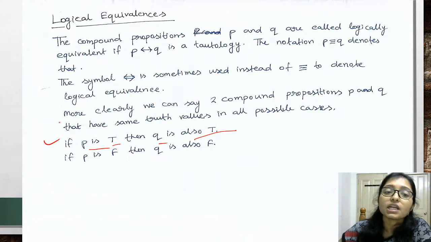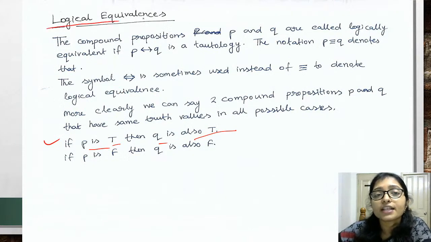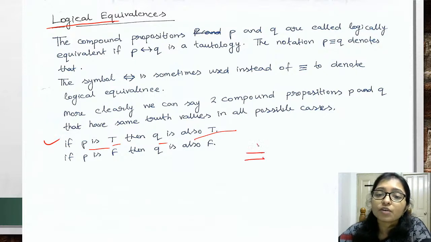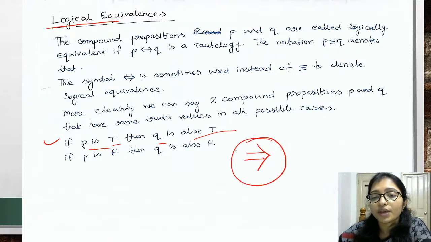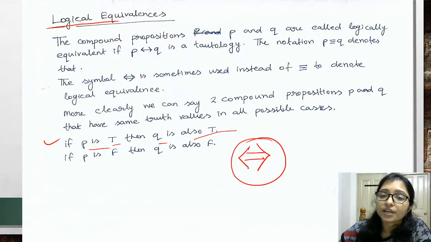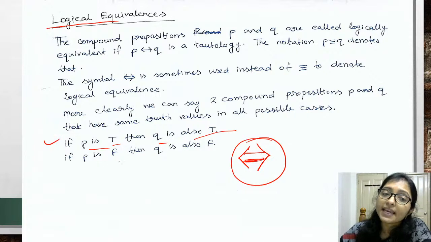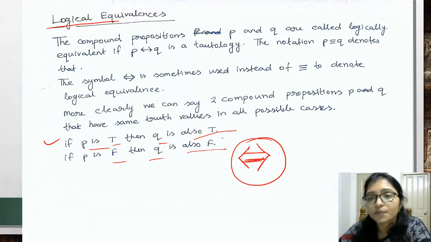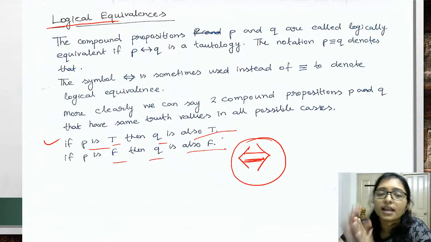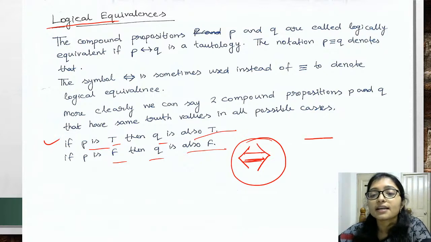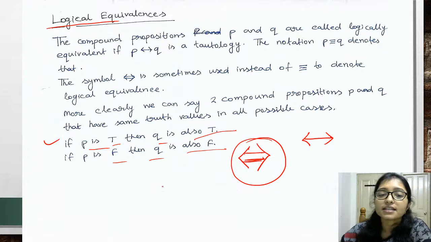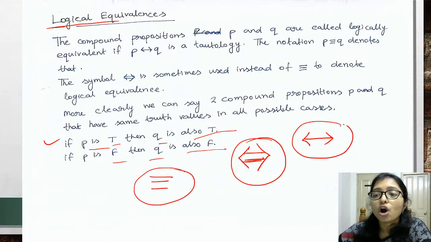Okay. And logical equivalence. What is logical equivalence? Logical equivalence we are writing in this way, in this way or this way. This is the logical equivalence. Logical equivalence means if P is true, then Q is also true, and if P is false, then Q is also false. That is called the logical equivalence. Sometimes it is written like that, or sometimes it is written like that. All are the same.